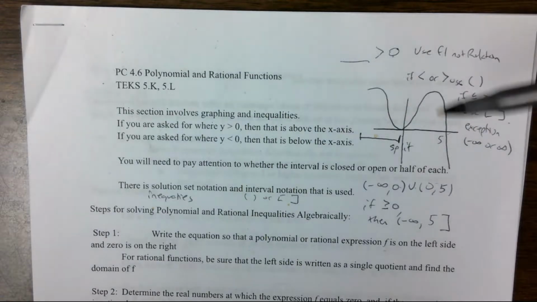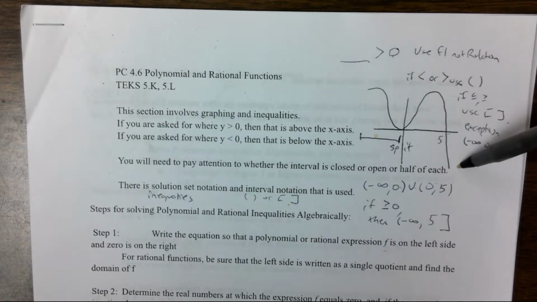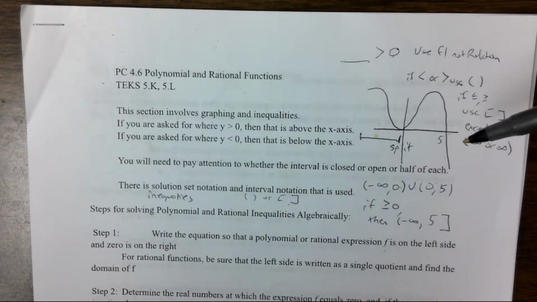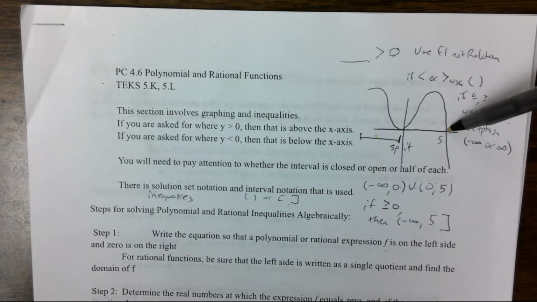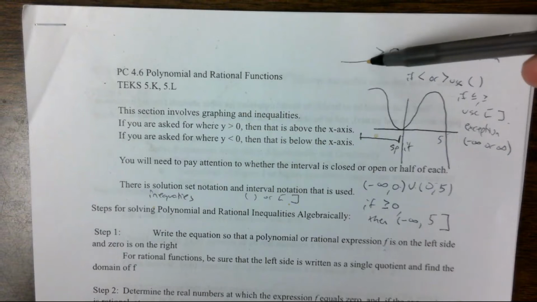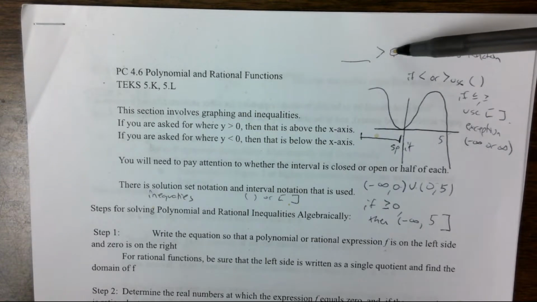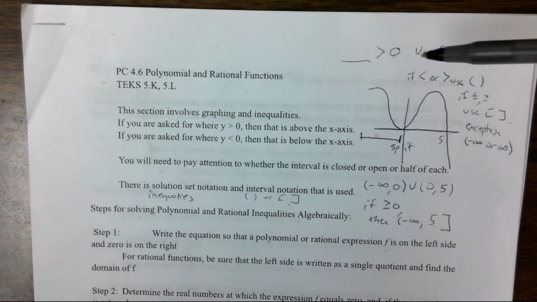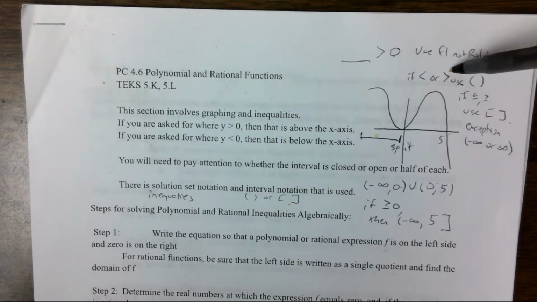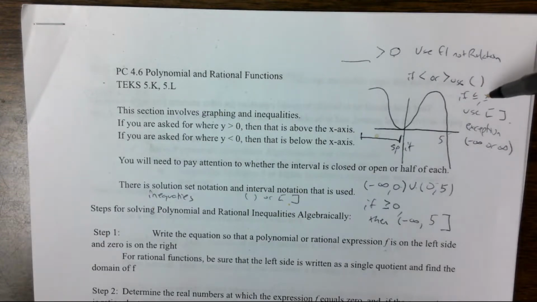Now let's just suppose you have this random function that touches the x-axis and crosses here. Whatever the function is, if the question says greater than 0, you're going to want to use F1 to graph it, not relation. And remember that if it's less than or greater than, then you have to use parentheses, not brackets. If it is less than or equal to or greater than or equal to, that's when you use brackets.